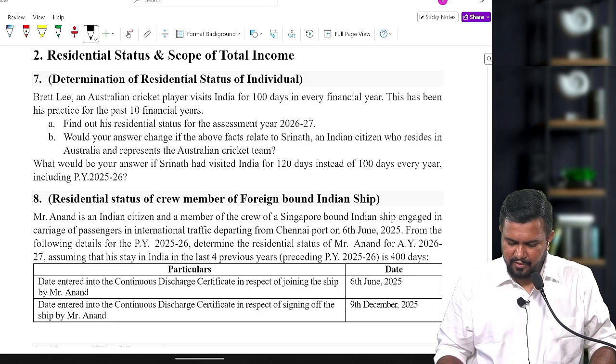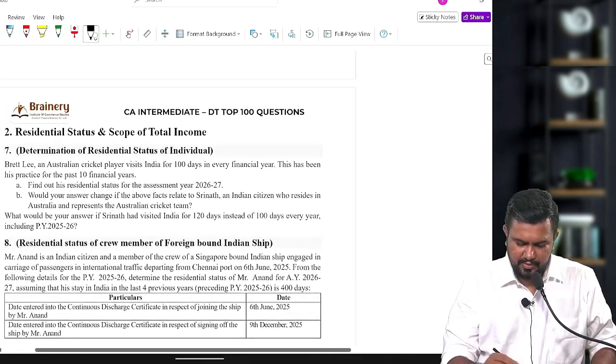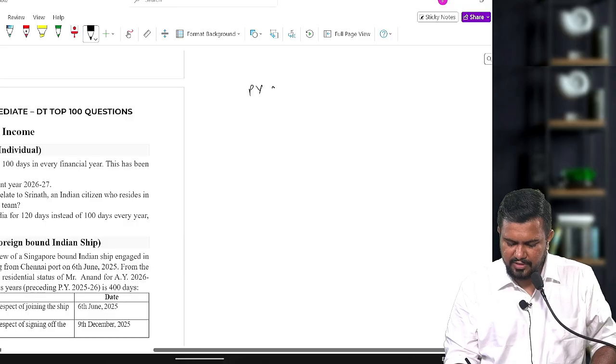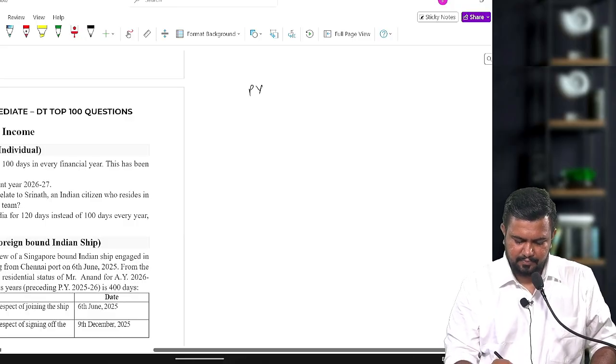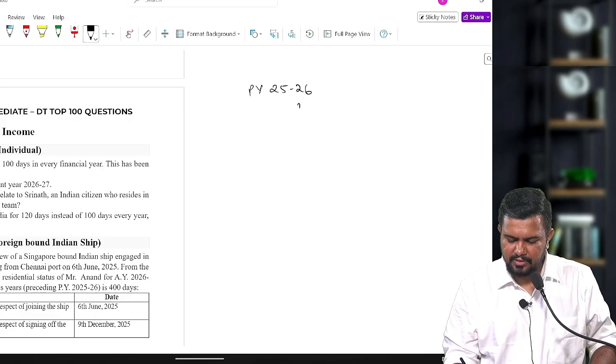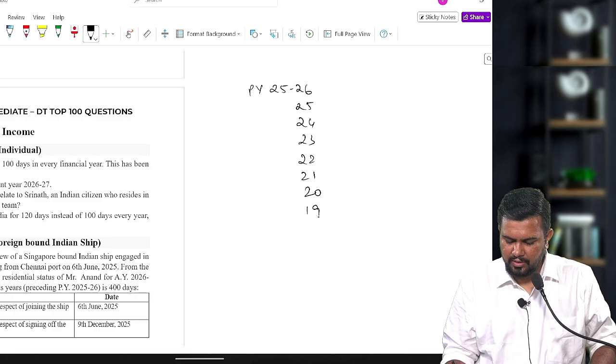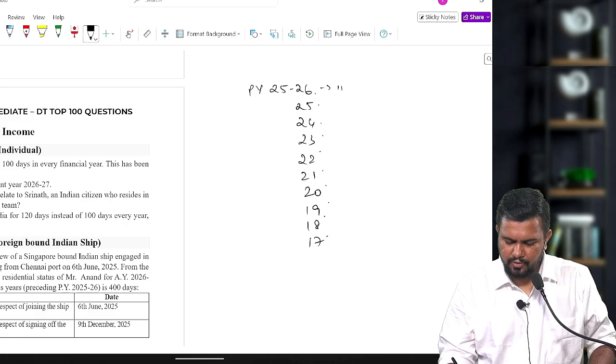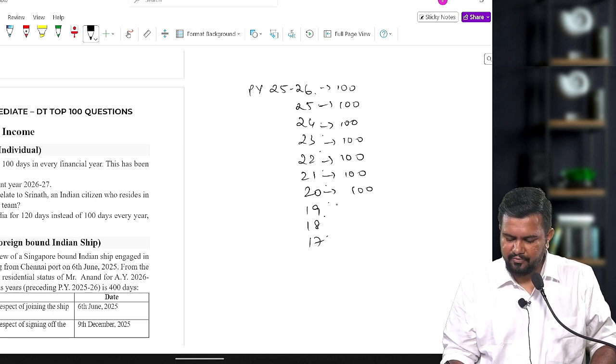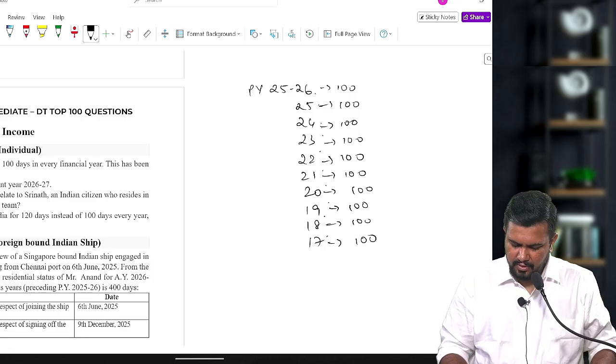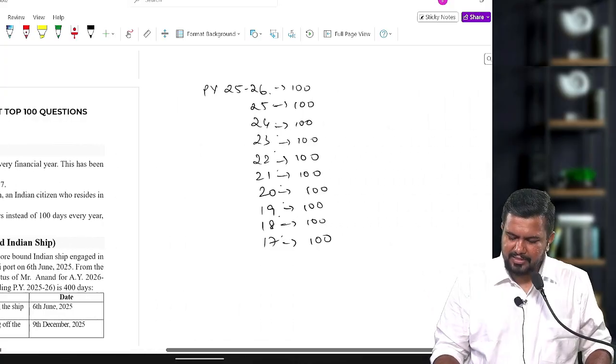So let us see. First one, for how many days has the person been staying? 100 days, correct? So previous year 25-26, 24, 23, 22, 21, 20, 19, 18, 17. So 100 each. Bretley is staying for 100 days each in the last 10 years. Fine. Now, we have to find out what is the residential status.